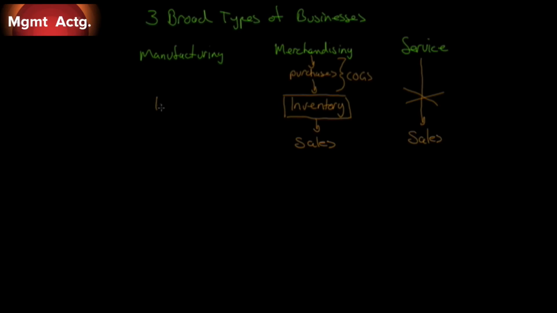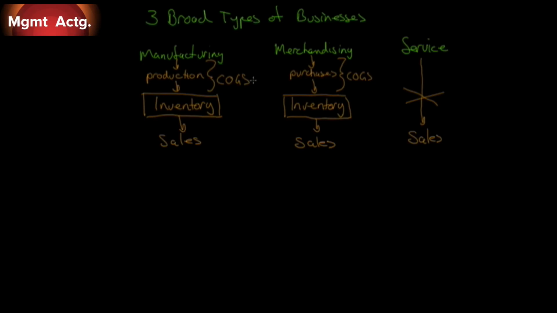Manufacturing companies, on the other hand, and I'll use General Motors, do carry inventory. They have cars, and they sell those cars not to you and I, but they sell them to dealerships. But they do have inventory. But they do not purchase their inventory and then sell it. They produce. So instead of purchases, they have production that go into the cars, and all these costs of production go into cost of goods sold.